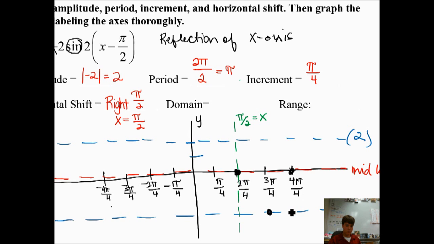Wait, we need more points. How many? 2. Oh, that means we need more increments. So let's put in 5 pi over 4. Let's put in 6 pi over 4. Okay, so now we can continue the graph.